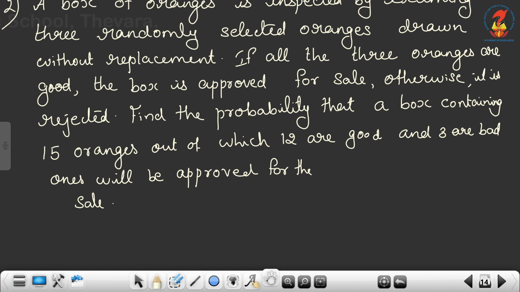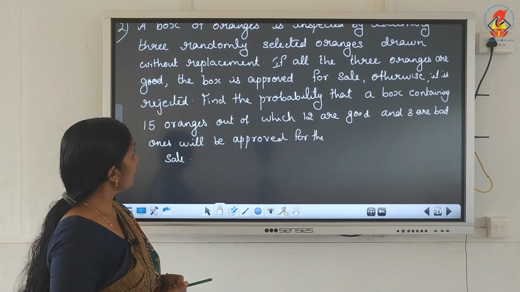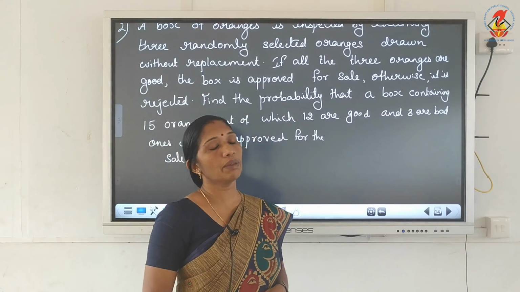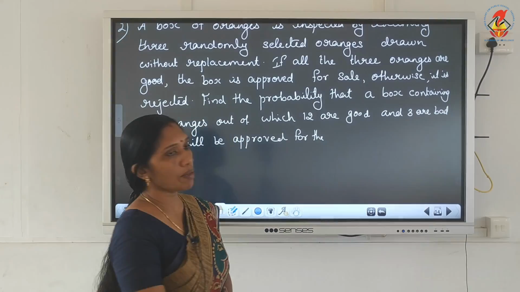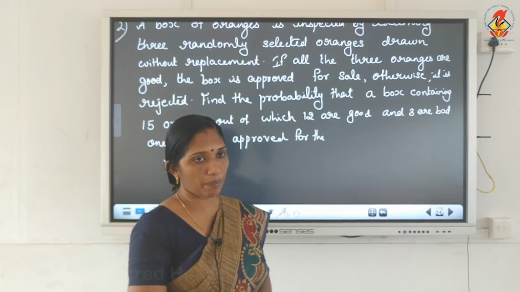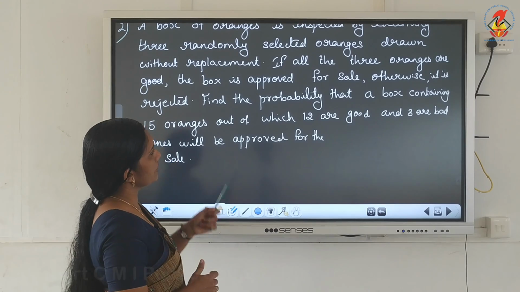Okay, so we have a box of oranges. How do we decide whether the box is approved for the sale? We select only 3 oranges, without replacement. If all the 3 oranges are good, the box is approved for the sale. Otherwise, the box is rejected. If all 3 are good, then only the box is approved for the sale. Then in that box, 15 oranges are there.